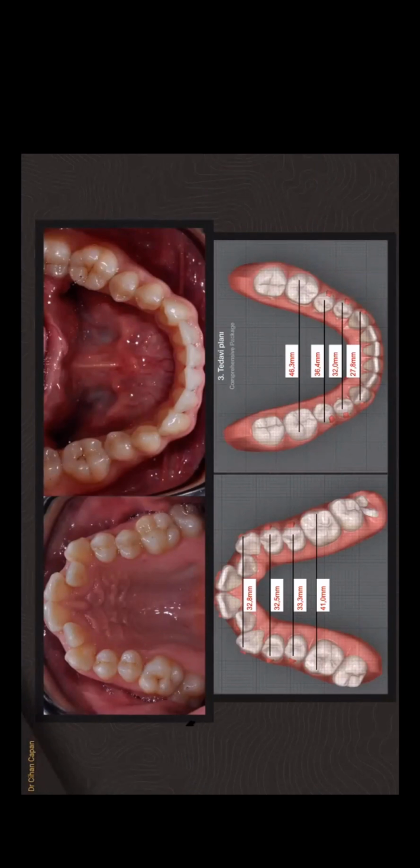Okay, so if you look at the upper, you can see how narrow it is. Let's look at the numbers. If you look at the canines, it's 32.8 millimeters, and on the lower, it's 27.8 millimeters. That's something like okay. But if you go to the premolar, we can see it's 32.5, and in the lower 32, it's getting narrow on the upper.